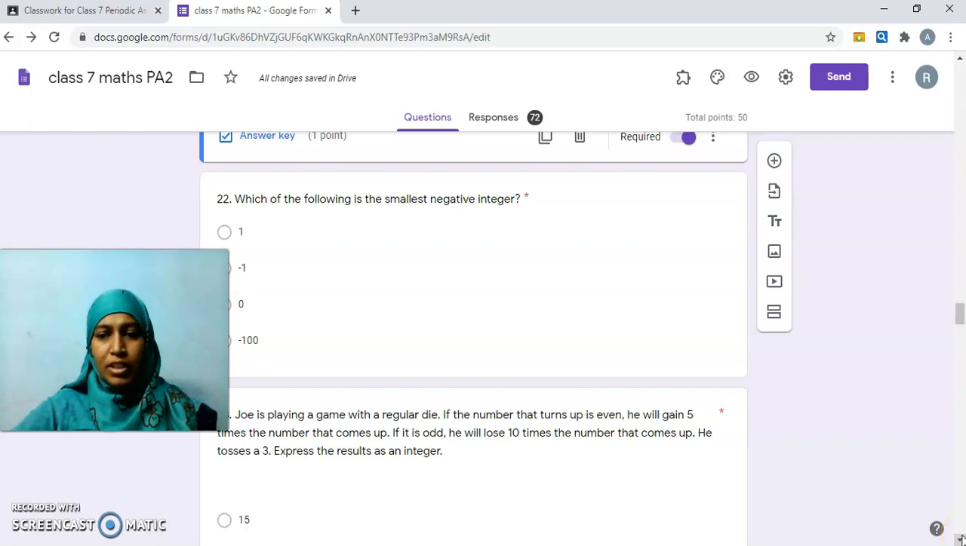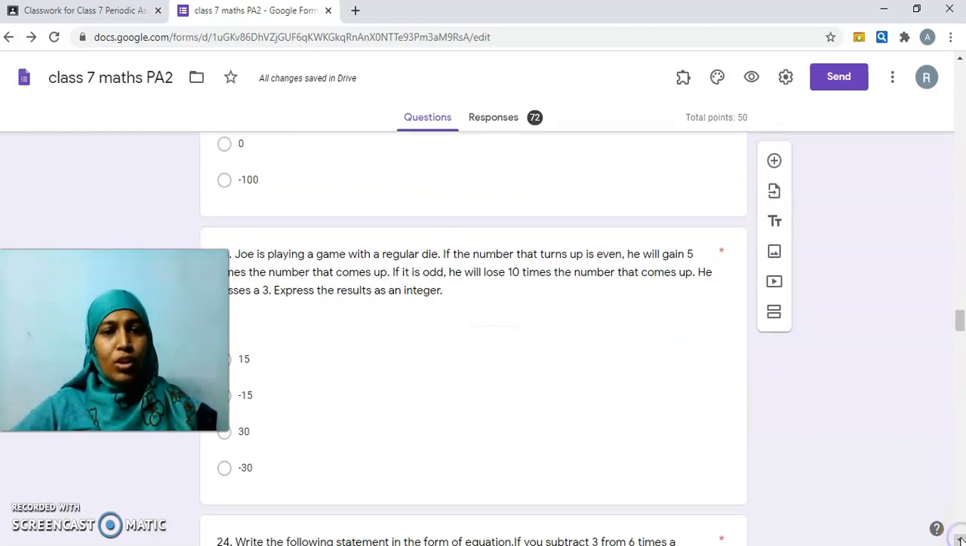So, the next question is, Joe is playing a game with a regular die. If the number that turns up is even, he will gain. Gain in the sense positive. 5 times the number that comes up. If it is odd, he will lose. Lose in the sense negative.